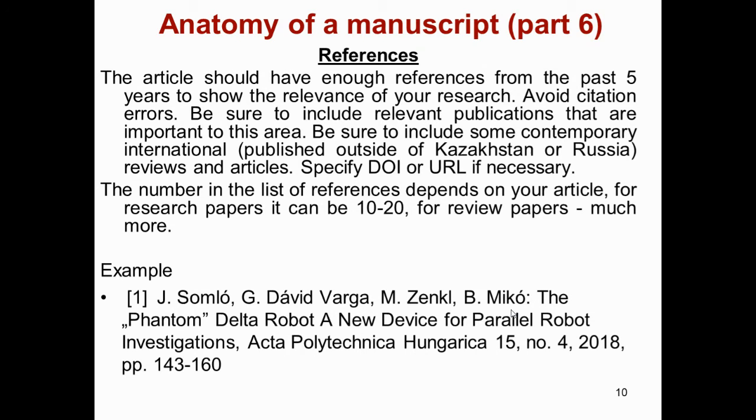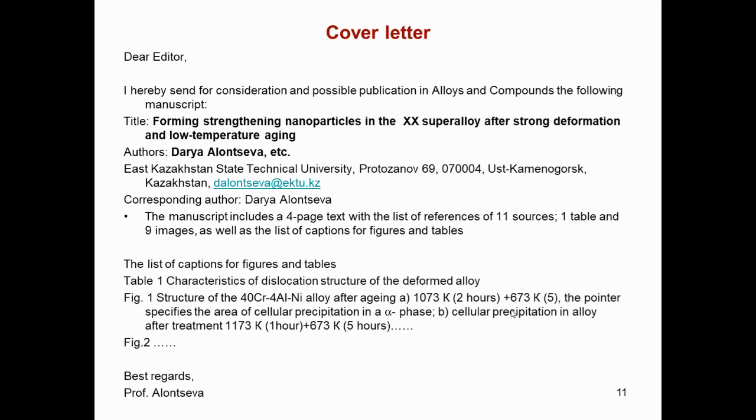The number in the list of references depends on your article. For a research paper, it can be from 10 to 20. For review papers, much more. Be prepared to provide a cover letter, such as the one shown on this slide, and details of two or three potential reviewers of your paper, including their affiliation and email addresses.